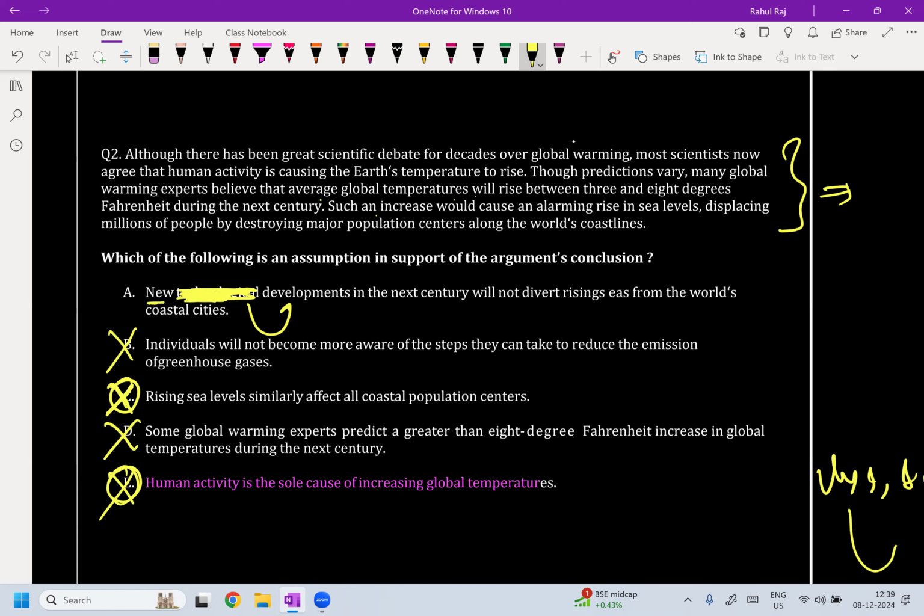The actual sentence is new developments in the next century will divert rising sea from the world coastal city. If it diverts rising sea from the world coastal city, displacement of people will not happen. It is straight away trying to challenge my conclusion. Yes or no? If I negate this statement, my conclusion is 100% being challenged. Am I right? Yeah. So this is the answer.